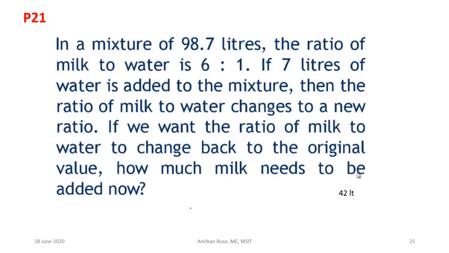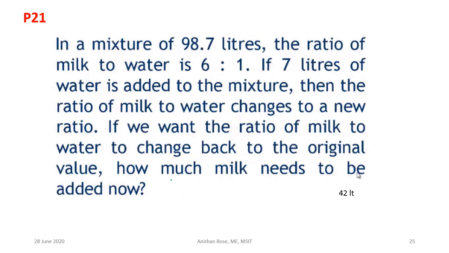Now in a mixture of 98.7 liters, the ratio of milk to water is 6:1. Now if 7 liters of water is added to the mixture, then the ratio of milk to water changes to a new ratio. If we want the ratio of milk to water to change back to the original value, then how much milk needs to be added now? So apparently, if you go by the question, then you may be diverted. Basically the question can be solved within 15 seconds, 30 seconds.